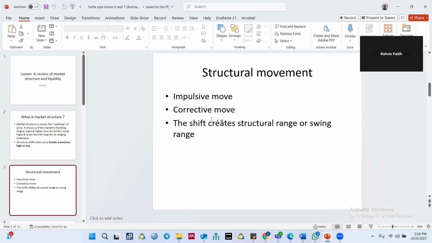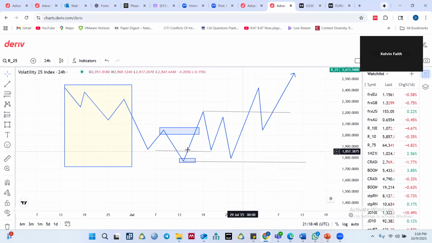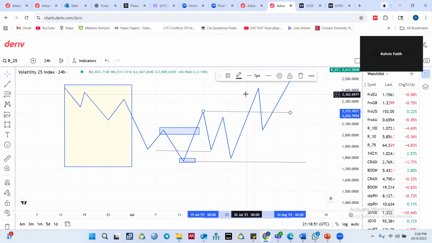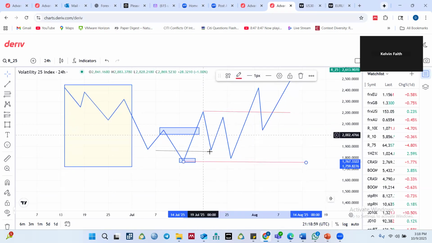But what I'm trying to get at is that for us to see a structural movement, we have to see an impulsive move and a corrective move, which is the pullback, and that gives us a structural range or a swing range where we can frame our setup or our trade. And that's exactly what I'm showing right now. So this range, let me make this one red line. Within the two red lines, that's what you use as your range. Why? Because there is an impulsive move that shifts or breaks structure.